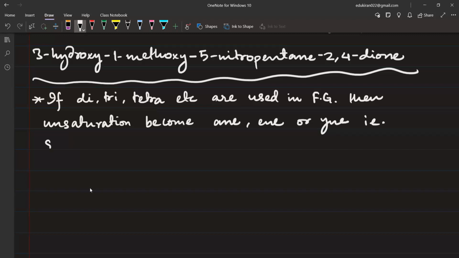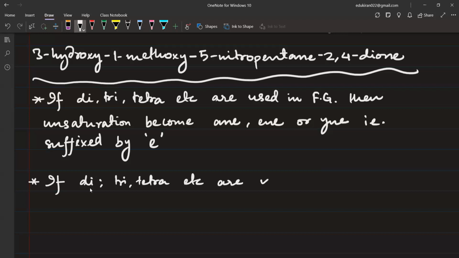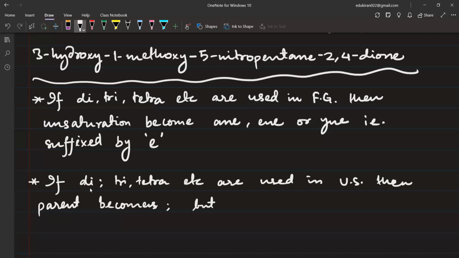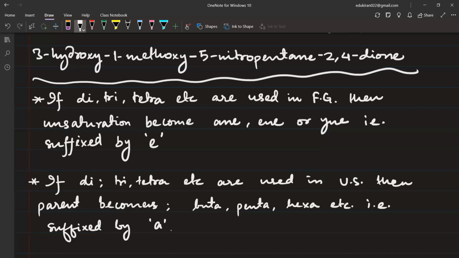That is suffixed by e. Similarly, if di, tri, tetra, etc. are used in unsaturation, then the parent becomes buta, penta, hexa, etc. That is suffixed by a. Please write these 2 points.